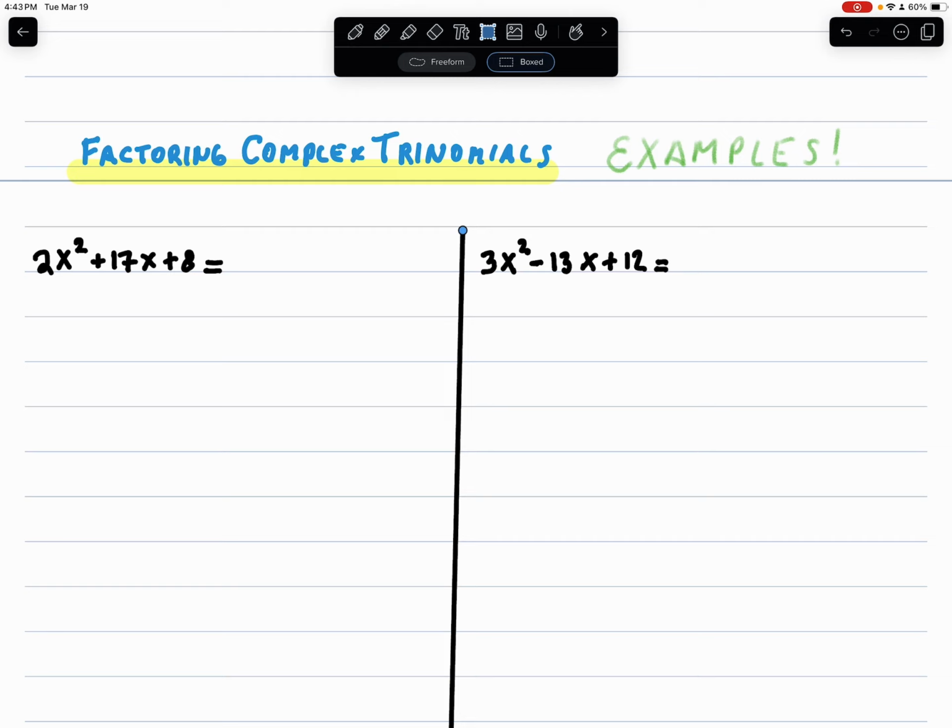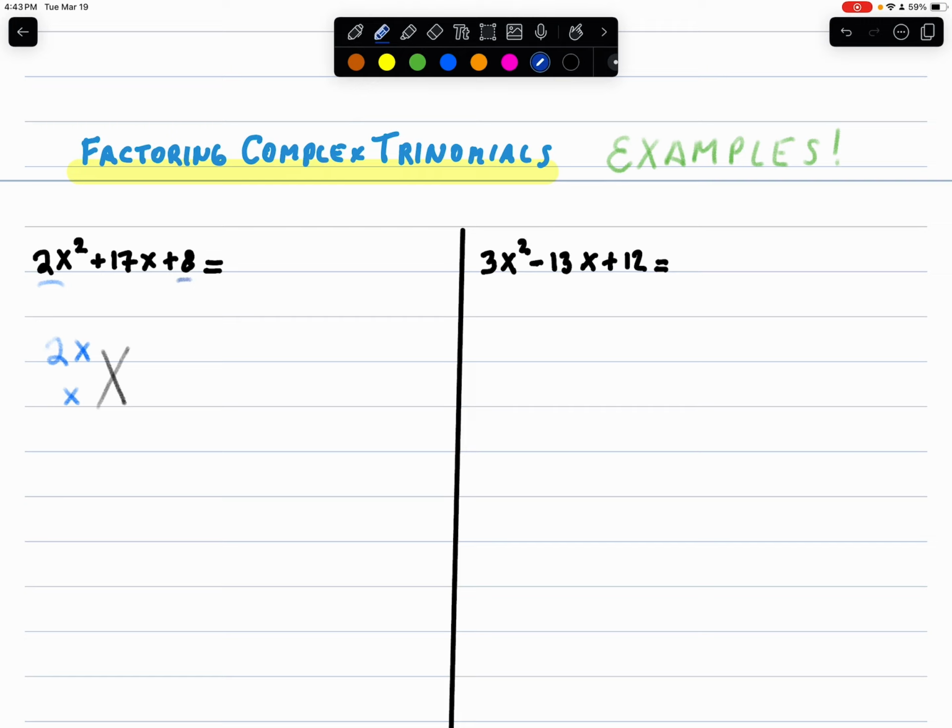Let's see. If we're looking at the first one on the left, 2x squared plus 17x plus 8, the way that we're going to go about it is to say, okay, I need to find two numbers that multiply to 2x. There's only one combination, and that's 2x and x. I need to remind myself that in order to find the middle term, that's 17x, I need to cross multiply. So that's just a reminder. Then I need two numbers that multiply to 8.